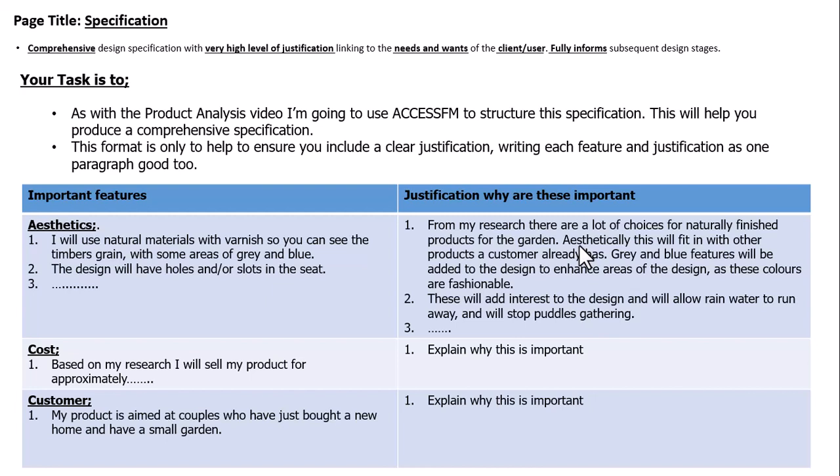And from my research, there are a lot of choices for natural finished products for the garden. Aesthetically, this will fit into other products the customer already has. Grey and blue features will be added to the design to enhance the areas of the design, as these colours are currently fashionable. So there you've got the statement and then the justification. So for each of the ACCESS FM criteria, you could put down a statement and then justification. So clearly I've done one there, and you can do 2, 3, 4 depending on your product. Obviously the more you do, the more comprehensive your design will be.